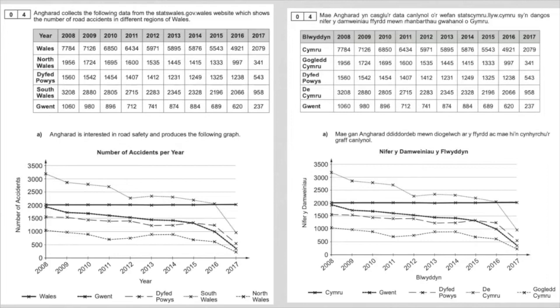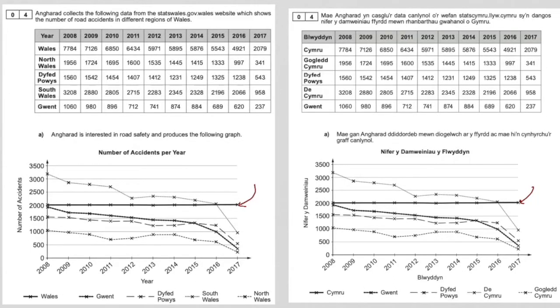So, first we have to state two errors that Angharad has made on her graph. The first one is relatively easy to spot because looking at the data you can see there's nothing that just stays the same all the way across. So this line here, which represents the whole of Wales, is wrong. It's an odd error. I can't imagine how Angharad managed to do that.